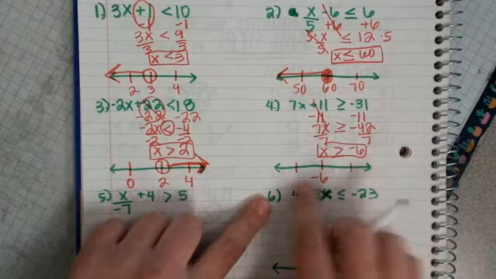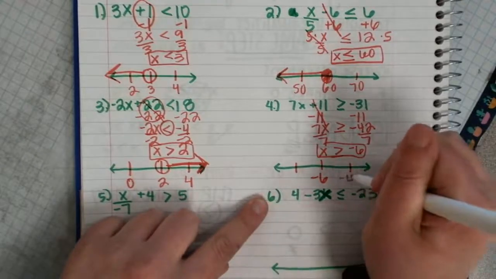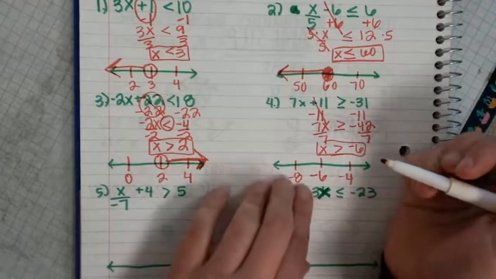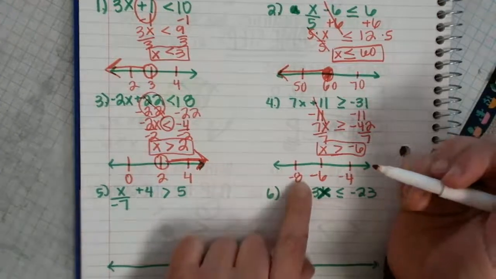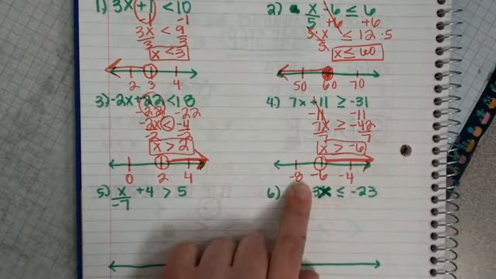Remember, when you're numbering your number line with negative numbers, it looks like you're counting backwards because negative numbers go in the reverse direction. The bigger they get, the smaller they are. It's equal to, so it's a closed circle, and it's pointing to the right.